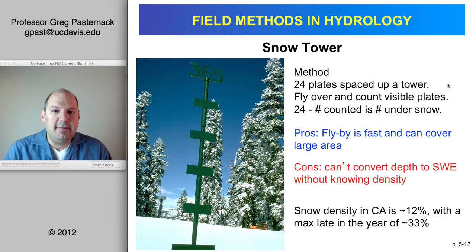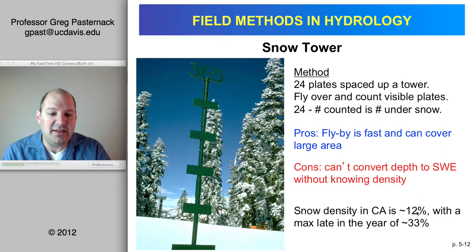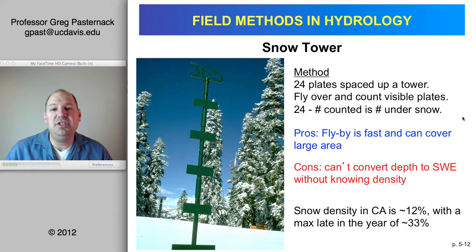So the main advantage of this technique, of course, is that it's fast. You can cover a large area. It's still a point measurement though, and you don't know what the density of the snow is, so you can't necessarily convert it to a snow water equivalent. However, for California in general, during the main snow season, the density is about 12%, and then later in the year it's about 33%. So you could use these general rules of thumb to do a conversion if you want to.